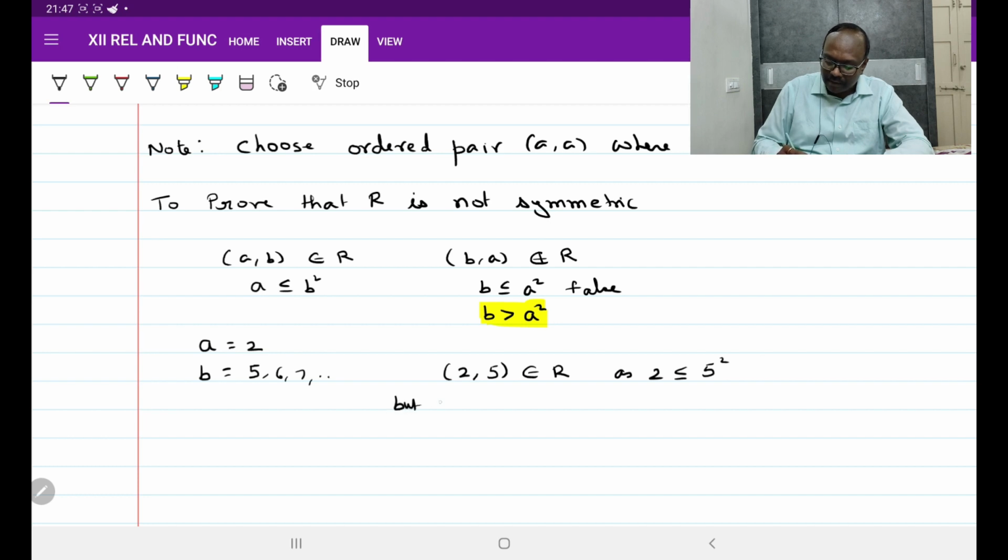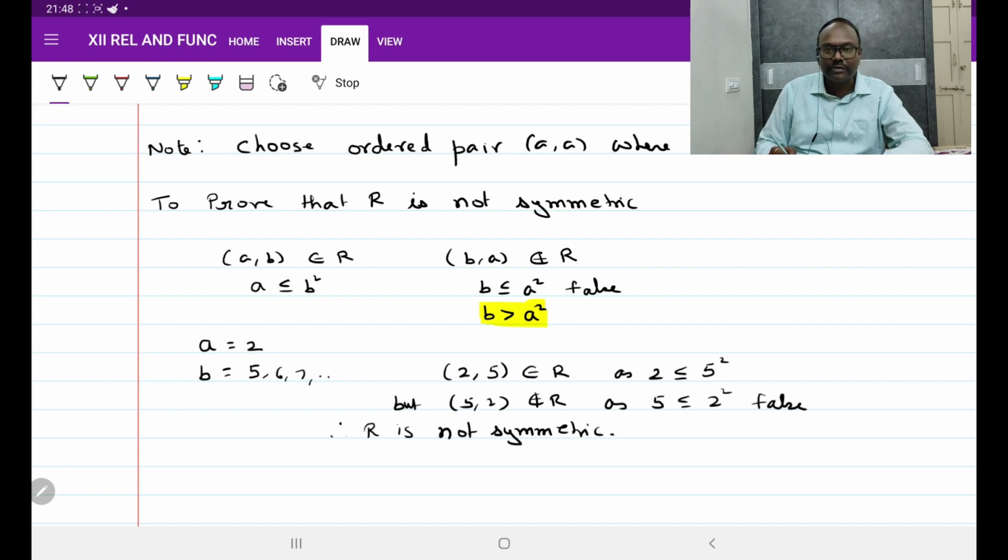But (5, 2) does not belong to R, as 5 less than or equal to 2 square is false. So we can prove that the given relation is not symmetric. Therefore, R is not symmetric. So here also we could see that we can create as many examples as we can, where if we give a value of b which is greater than a square, then we can create as many examples as we can. So R is not a symmetric relation.